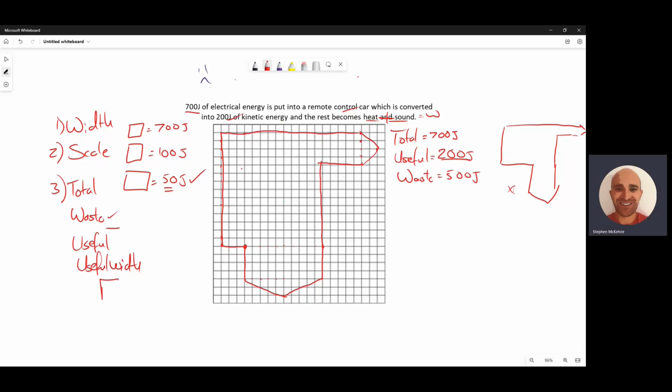Now I need to label. So I'm going to write down here that this is 700 joules of electrical energy. Now it should be electrical transfers, remember, because there's no such thing as an electrical energy store, but I just left out the word electrical energy transfer there. I'm going to write down that there is 500 joules of heat and sound. And remember, sound is also a transfer, but in this case, we can say that it's transferring energy away from my remote control car. And then this is 200 joules of kinetic energy.